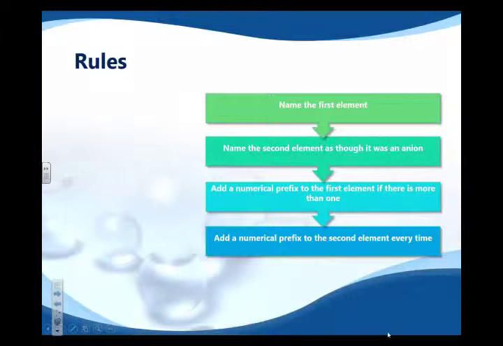So the rules are, first you name the first element. Then you name the second element as though it was an anion. And remember, naming something as though it was an anion is really tacking on the "ide" ending. So for instance, chlorine becomes chloride when it's named as an anion. So we're going to name these elements as though they're anions, even though this is a covalent compound and there are no ions present.